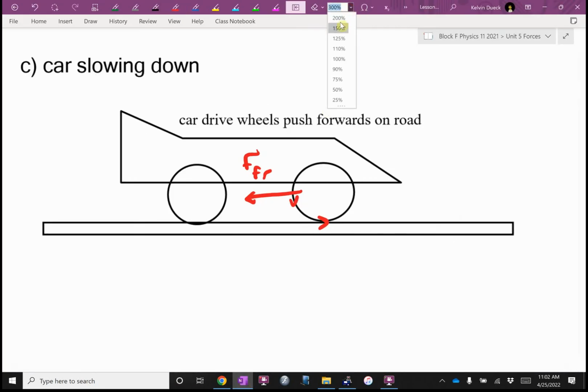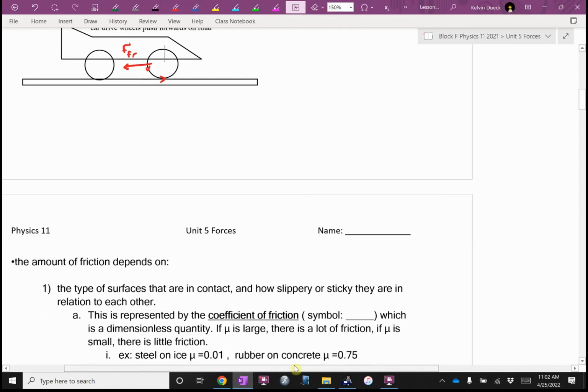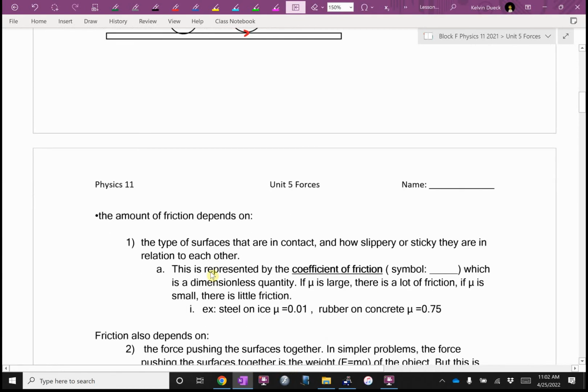If you go to the next page over, I wrote here, the amount of friction depends on the types of surfaces that are in contact and how slippery or sticky they are. We have a symbol for stickiness or slipperiness. First of all, it's called the coefficient of friction. Now, the coefficient of friction is not a force. It's just a number. It's a ratio. Closer to 1 means really sticky. Closer to 0 means really slippery.